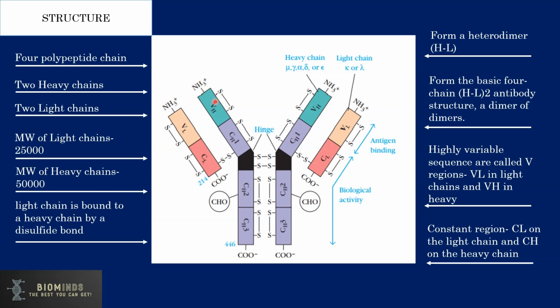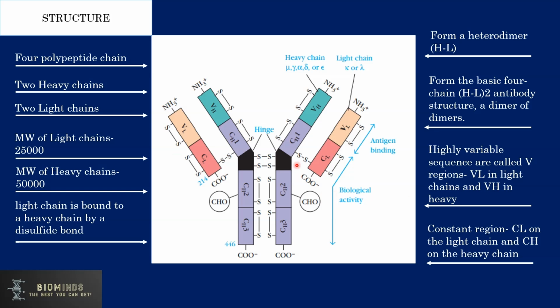So we have a dimer, a dimer of heavy chain and light chain, and another dimer of heavy chain and light chain. So we have two dimers, this is one and this is another. Therefore the antibody is also known as a dimer of dimers, because we have two dimers. In one dimer we have a heavy chain and light chain, and in the other dimer we also have a heavy chain and the light chain. These are made up of two dimers, therefore it is known as a dimer of dimers.